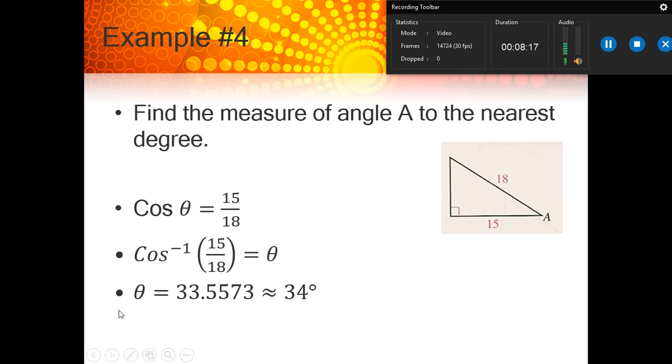Again, please make sure you show me this entire setup when you do your homework. That's what I'll be looking for.